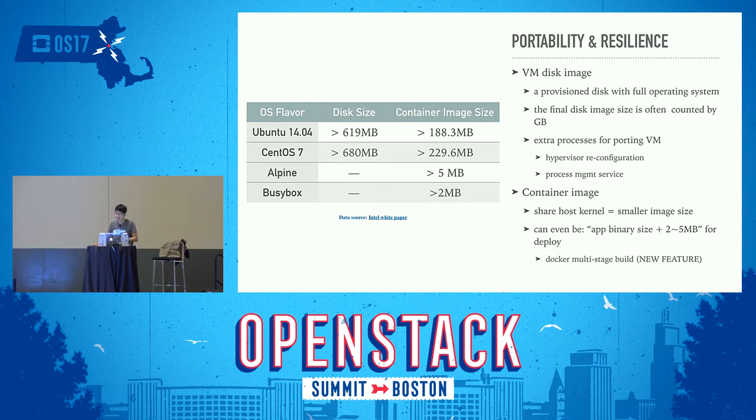for example the Docker image or the OCI image specification, is quite lightweight because it can be very small, just your application binary plus 2 to 5 MB more. For example, you can just use a BusyBox image or an Alpine image, and that's enough. And Docker gives you a new feature, the so-called multi-stage build, to create a small deployment image that contains just your application binary and a very, very small operating system. So that's why we can see the container image is very small and it can bring us better portability than a virtual machine.